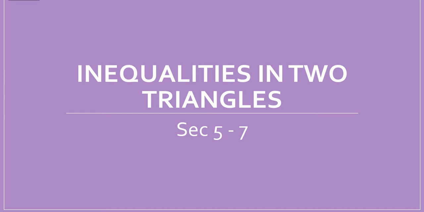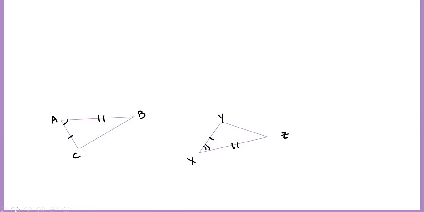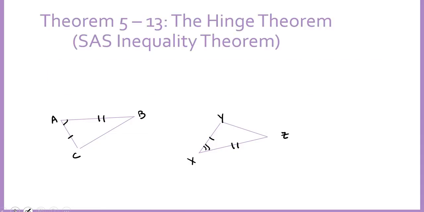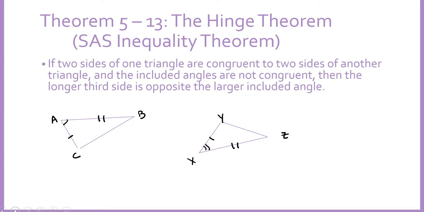Okay, so in section 5.7 we're going to talk about inequalities in two triangles instead of just within the same triangle. So we're going to be comparing. Theorem 5-13 is called the hinge theorem or the side angle side inequality theorem. If two sides of one triangle are congruent to two sides of another triangle and the included angles are not congruent, then the longer third side is opposite the larger included angle.